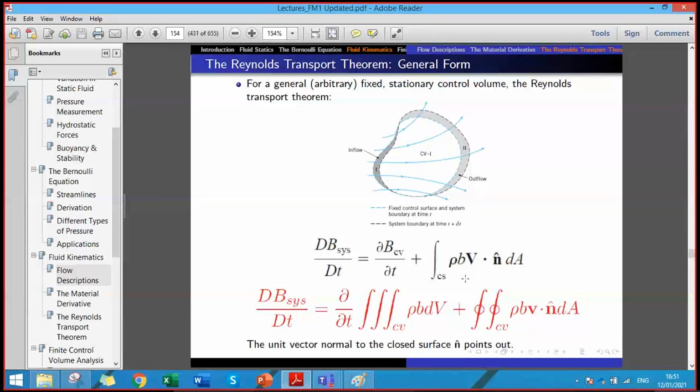For example, in order to explain, we take this B as the temperature of the system. The temperature of the system will only change when there is some hot fluid coming in and some cold fluid going out, right? These are two possibilities: some hot fluid coming into the system, or cold fluid going out. These two are the possibilities for changing the temperature of the system.